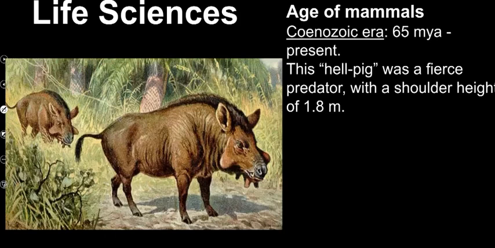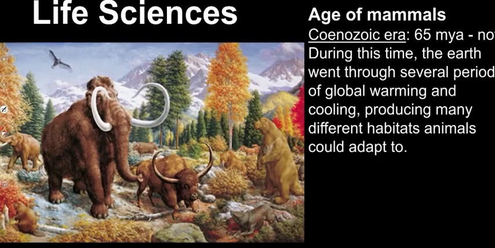Another very interesting one is called the hell pig. From shoulder to floor, it was 1.8 meters, the size of a grown man. And just look at those teeth. Okay, no wonder they called it a hell pig. It was a vicious predator, but interestingly enough, though it looks like a pig, it's not related to the pigs which occur today.